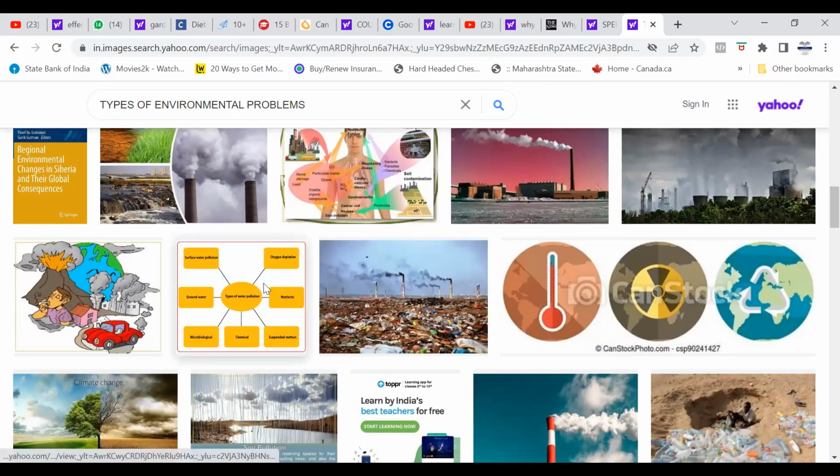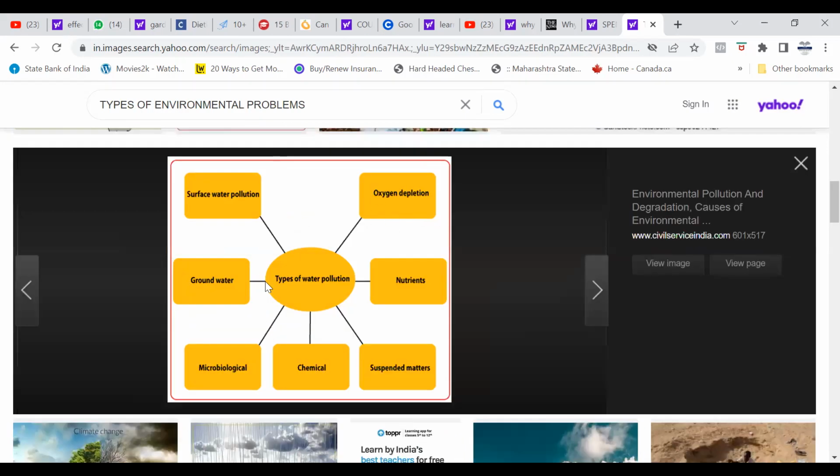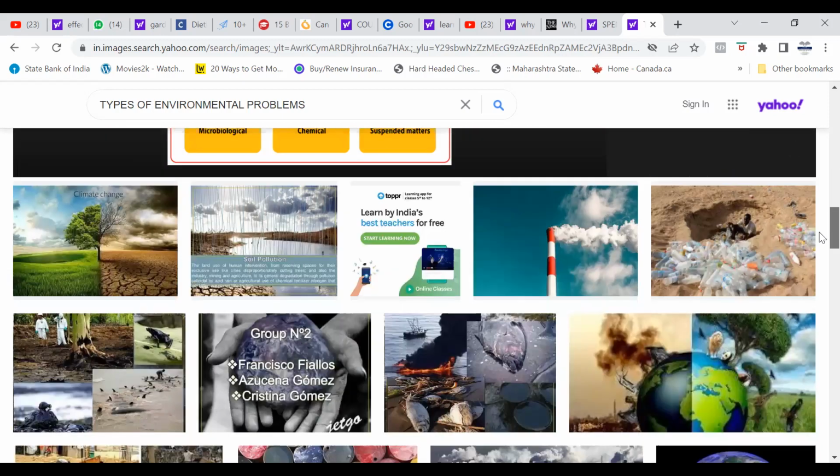Oxygen depletion. See this, this is another issue. Groundwater problems, like it's getting depleted. The water which is there under the surface is getting depleted. That's another issue.